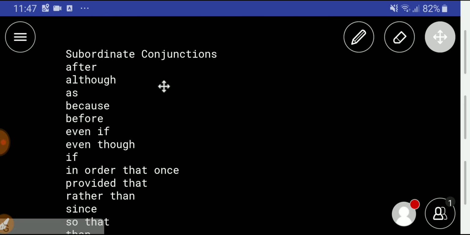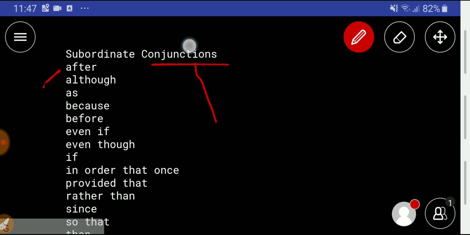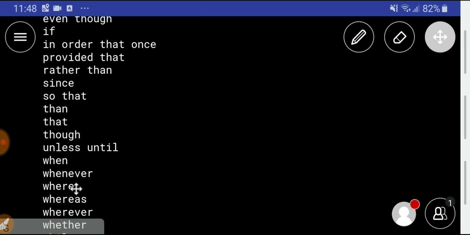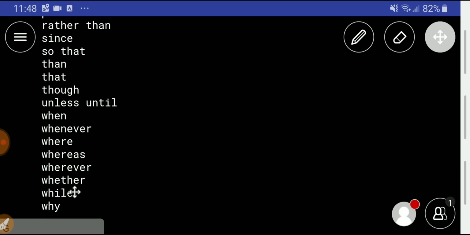Now I am giving you the list of subordinating conjunctions. I hope you will benefit. Although, after, as, because, before, even if, even though, if, in order that, provided that, rather than, since, so that, then, that, though, unless, until, when, whenever, where, whereas, wherever, whether, while, why.